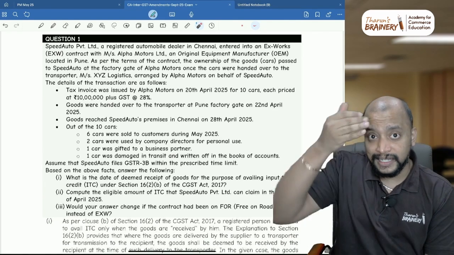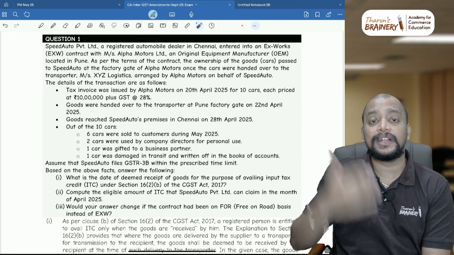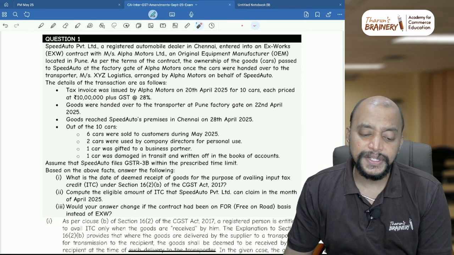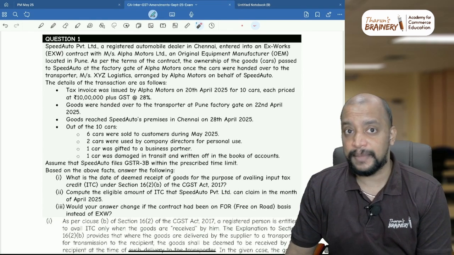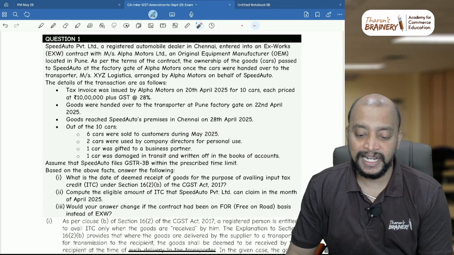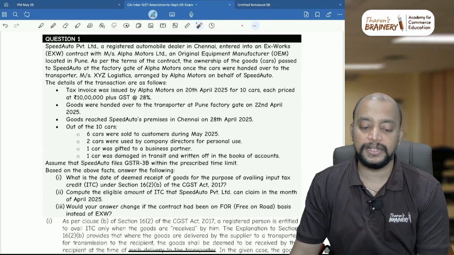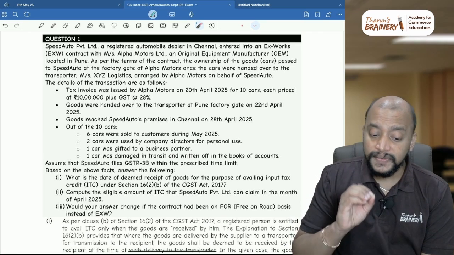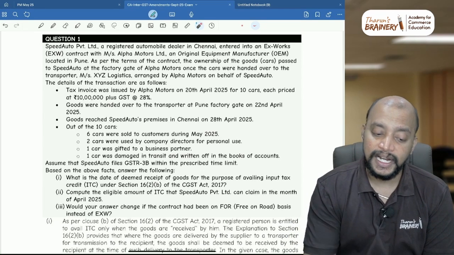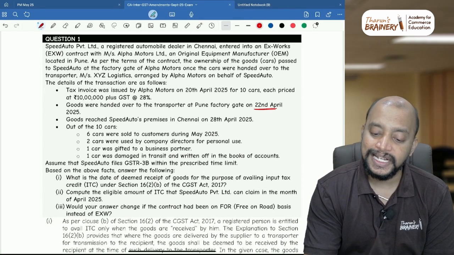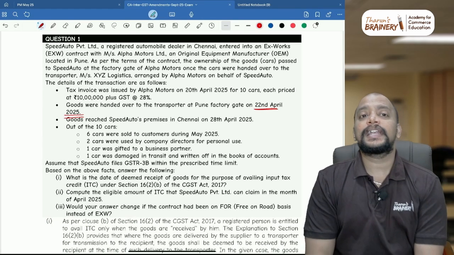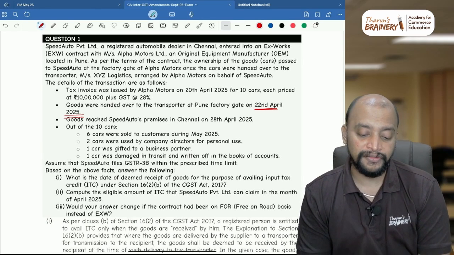But in an Ex-Works contract, the contract gets completed at the factory gate of the supplier. The invoice was issued by Alpha Motors on 20th April. Invoice date is 20th April for 10 cars, each priced at 10 lakh plus GST 28%. Goods were handed over to the transporter at the factory gate on 22nd April. So, 22nd April will be taken as the date of receipt of goods.